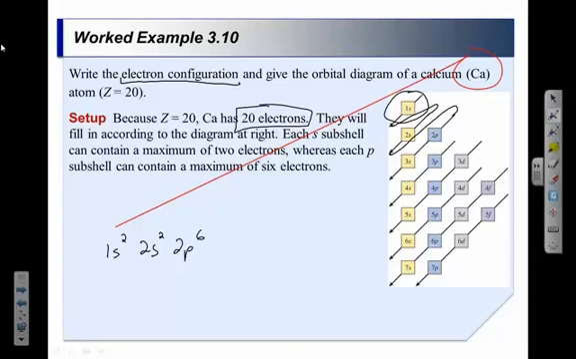I'm halfway there. Got to keep going. Go from the 2p to the 3s. 3s can hold 2. I need 8 more. 3s to 3p. That can hold 6. I need 2 more. 3p to 4s. That's 20 total electrons. I just count them up and double check it. Make sure I didn't make any mistakes.